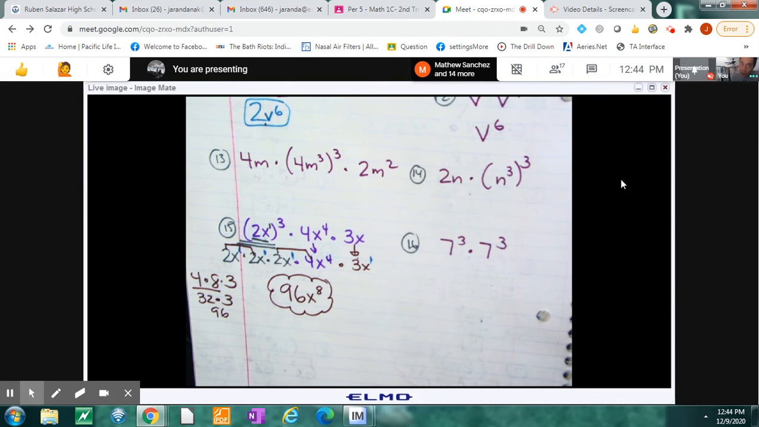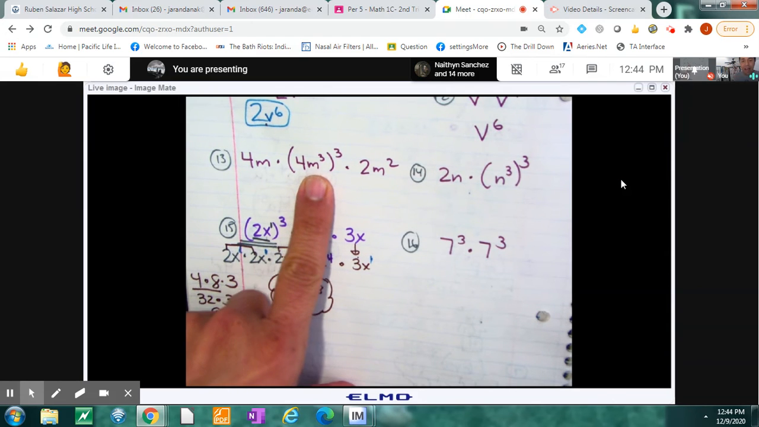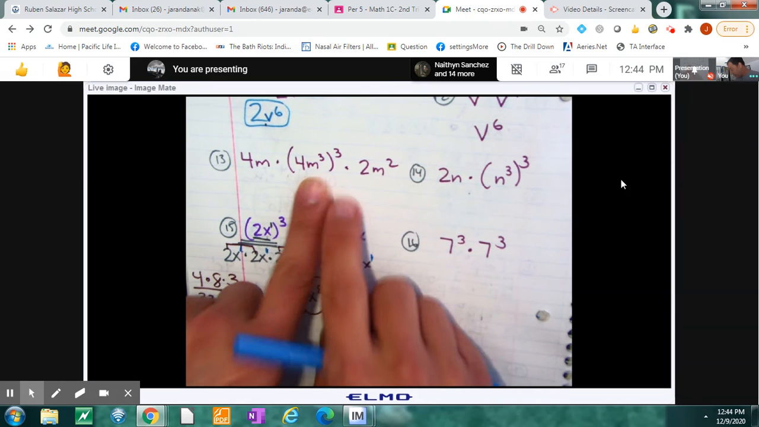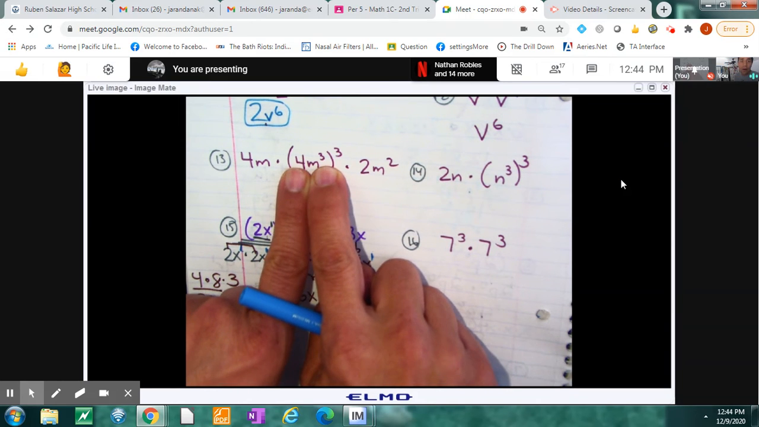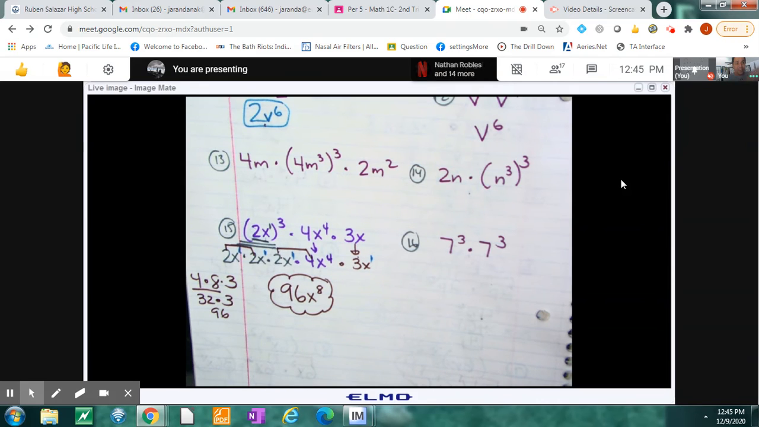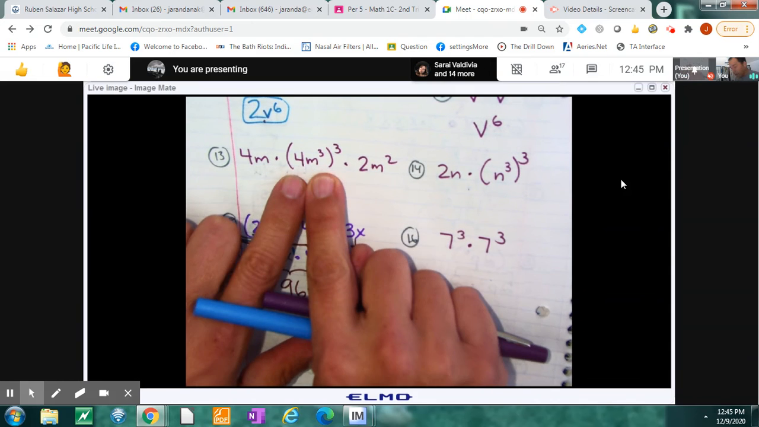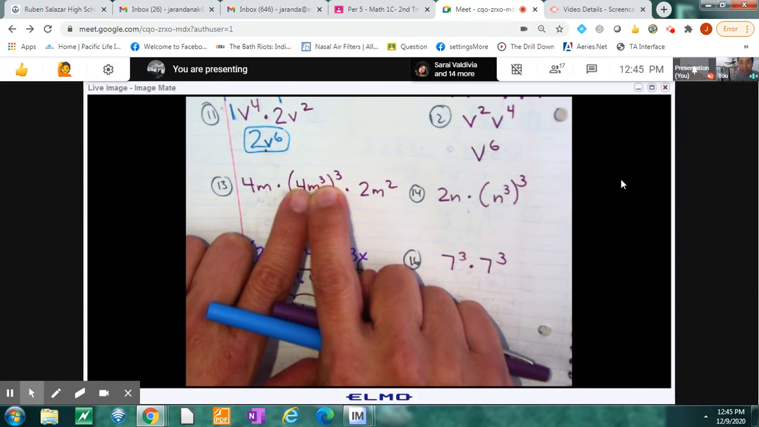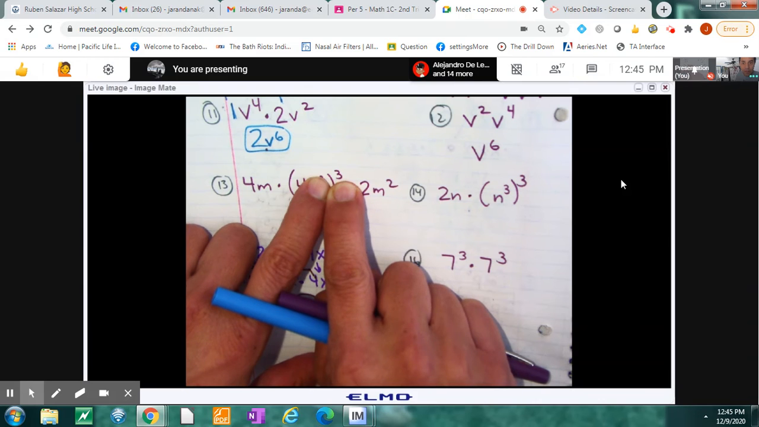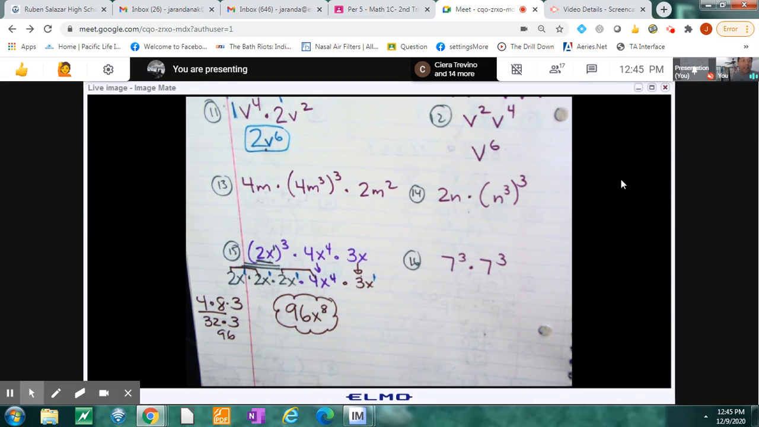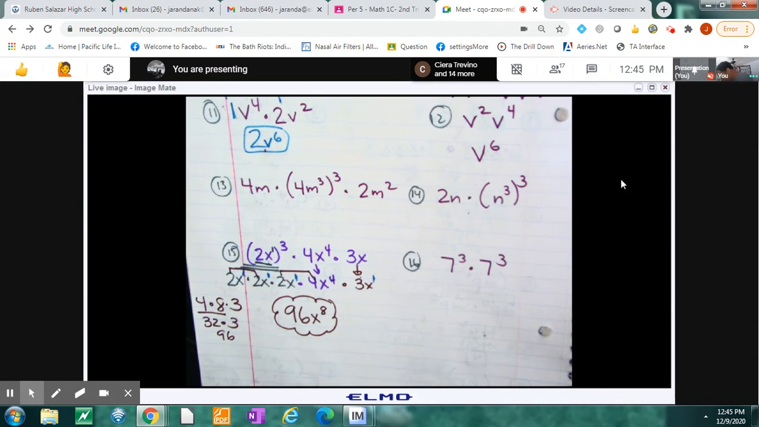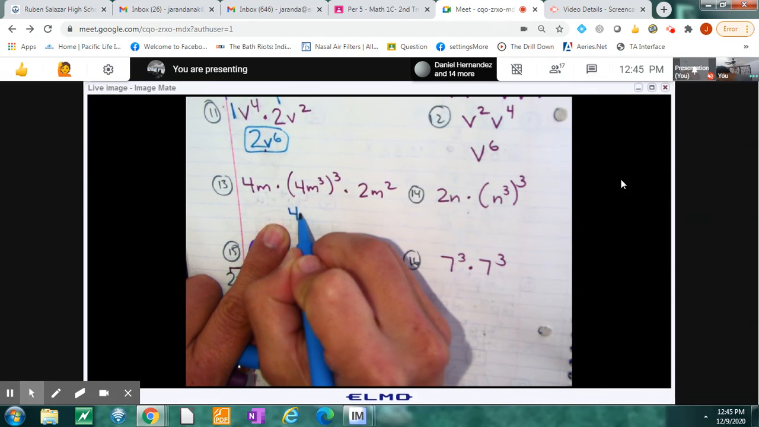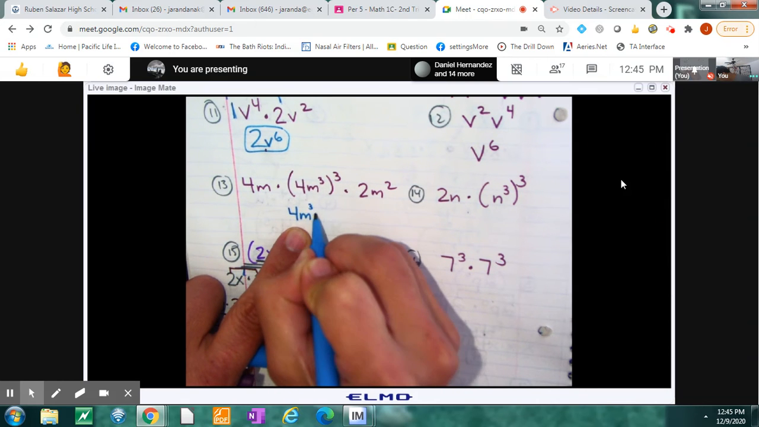Marco Antonio, I'm going to call you now. How many times am I going to write 4m to the power of 3, to multiply with each other? No, this one right here, the 4m raised to the third. What's that number right here? 3. So you're going to raise it 3 times. So how many times? 3 times. So write it 3 times.